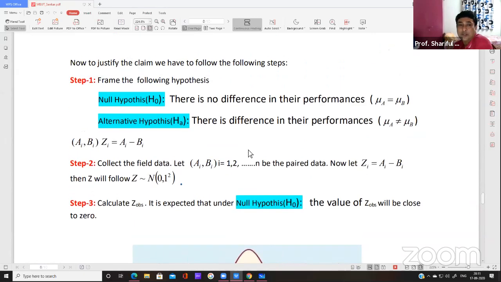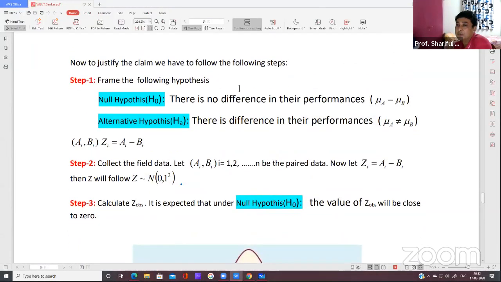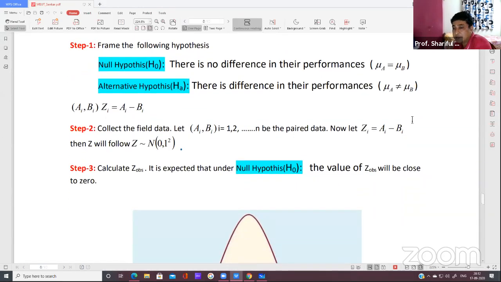So you come to this problem. How will we take this kind of judgment? Suppose there are two companies, A and B, and this kind of controversy arises. You have to follow. So we frame the hypothesis. This is the null hypothesis and this is the alternative hypothesis. In the null hypothesis, we assume there is no difference in performance between these two. In the alternative, we assume there is a difference between their performance.